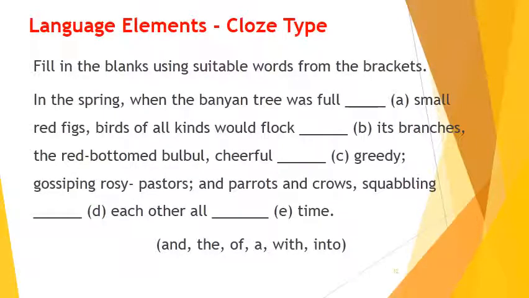Another question with a cloze type question. In spring, when the banyan tree was full dash, like that it goes. Read the whole passage and see the options given there. 5 gaps are there to fill in, and 6 items are given in the bracket below. You can fill it with the suitable word given in the brackets.